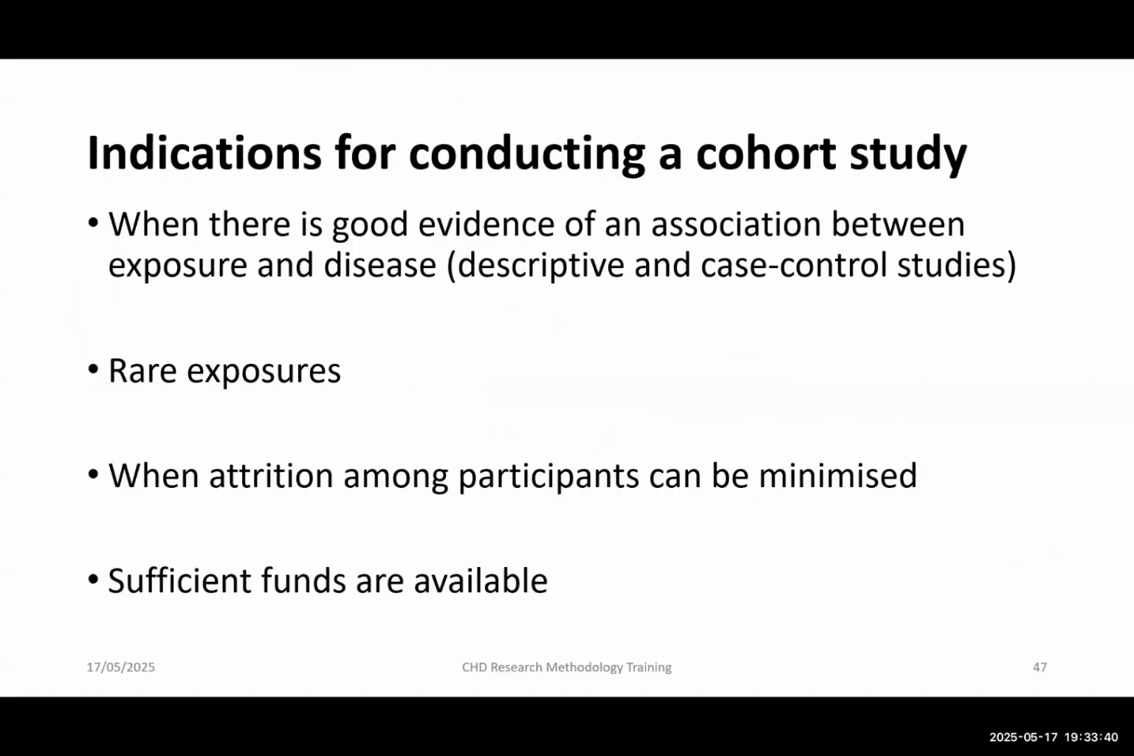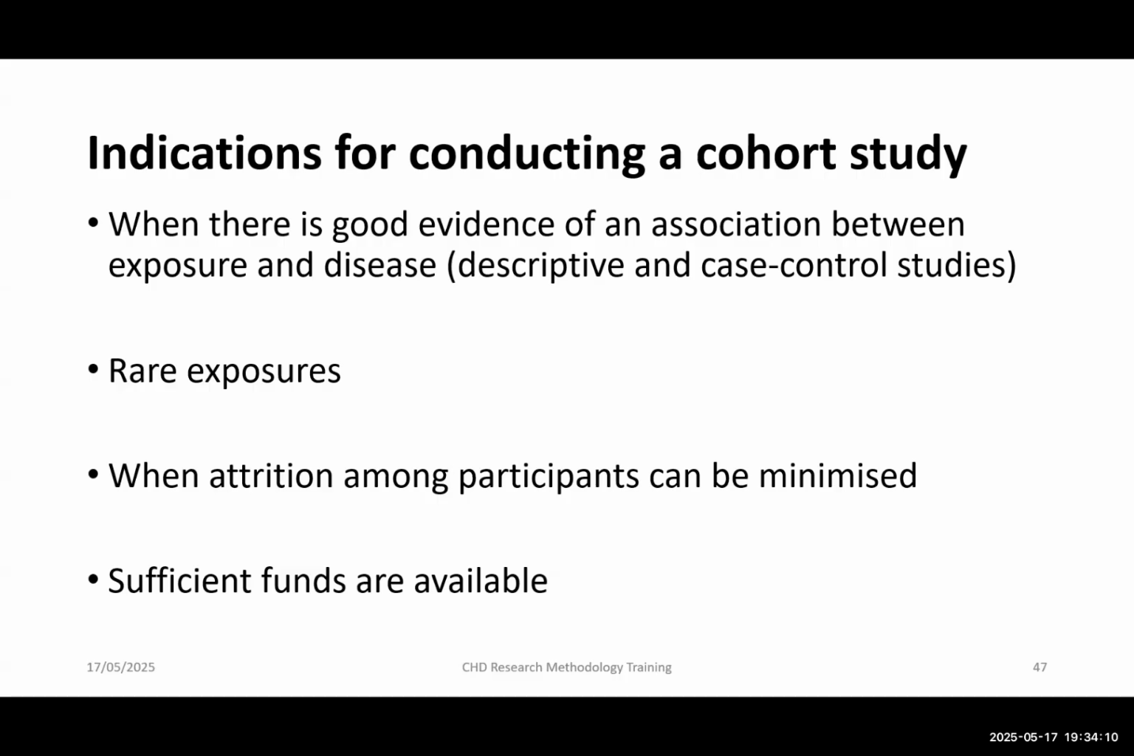So for you to conduct a cohort study, what are the indications for conducting one? First of all, there must be good evidence. Remember that you have to follow people over time and you spend a lot of money. You must make sure there's good evidence of association between the two things you're looking at, the exposure and the disease. That means you must have done a case control study beforehand.